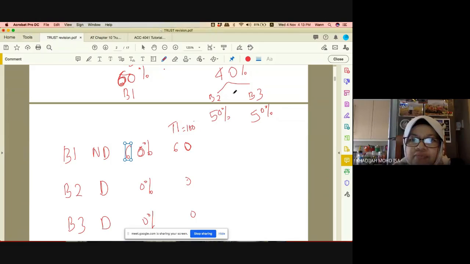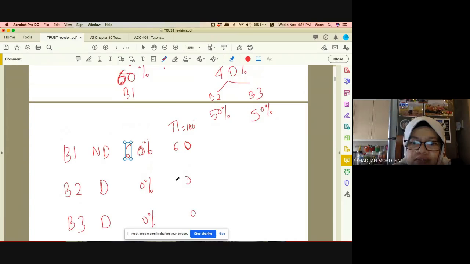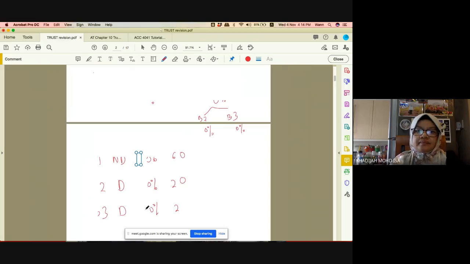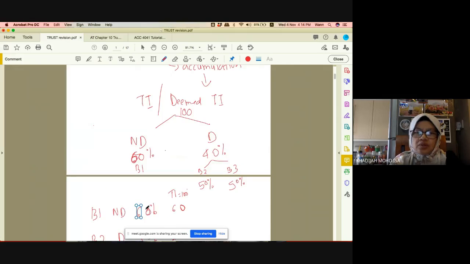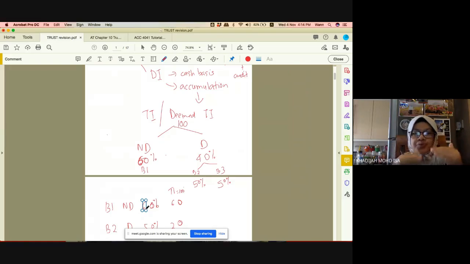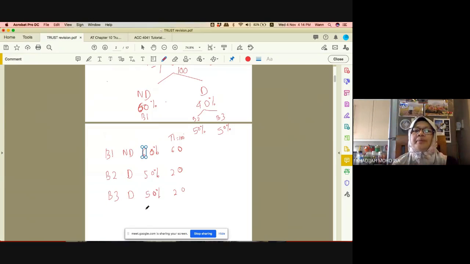But the balance, 40%, you're going to divide between the two. How much is the balance? 40, right? So each one will get 20%, 20,000. So this one is 50, this one is 50. You see? So you have to decide first how to divide between number one, non-discretionary and discretionary portion first. Then only based on the amount that you divide further to the beneficiaries.